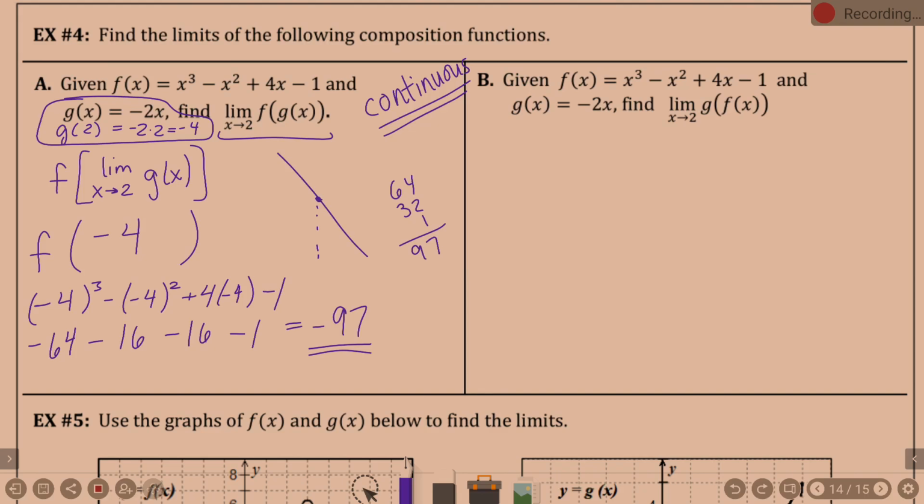So then why did you choose -2? Like why did you multiply -2 times 2? Because g of x says negative 2x. The equation there is negative 2x. And then you took the limit as x goes to 2. It was the limit as x approaches 2, so that's why I plugged 2 in. The equation is negative 2x. Oh, so you put the equation for g, -2 times the 2. The limit is 2. Yes.